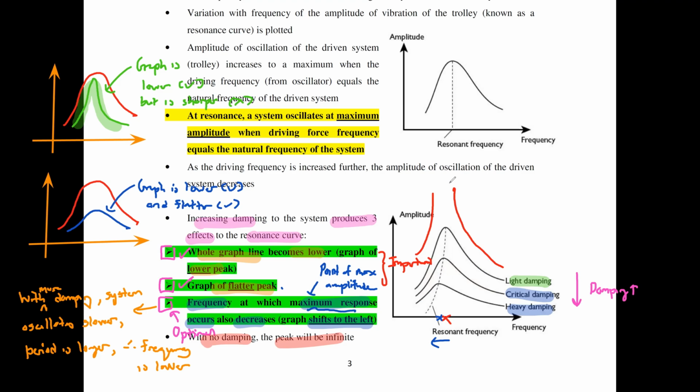You see, there's no peak that you can see to your curve. It goes on to infinity. This one is with no damping. If no damping is involved, your peak is going to be infinite. All right.